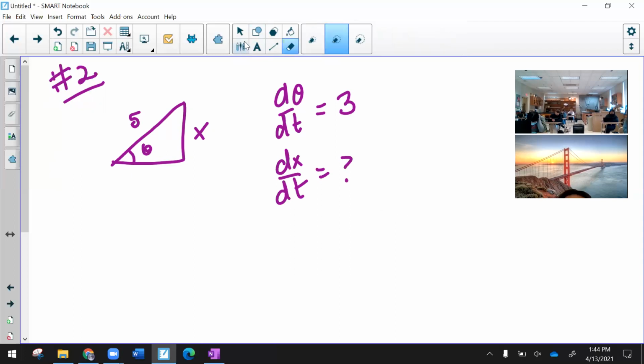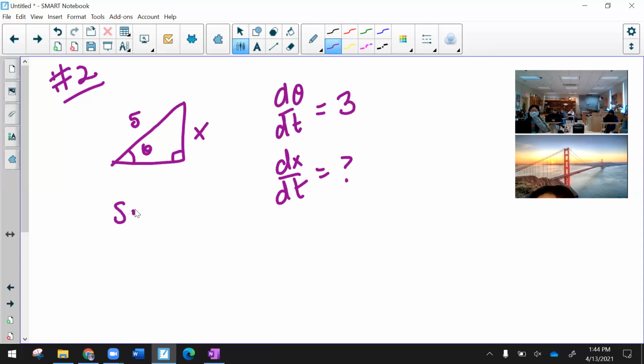And the way that we tackle problems like this is that we want to find an expression, an equation that involves both theta and x. And then we take the derivative of both sides with respect to time, and we should be able to find what dx dt is. Okay? So, as noted, this is a right triangle. So what's an expression that I could have that would relate theta and x? Anna. X squared plus theta squared. Or, oh, sorry, I missed it. Okay. Anybody got one?